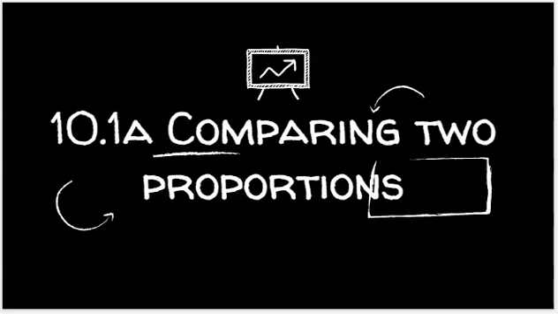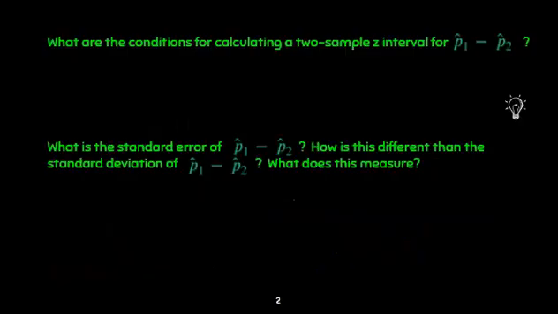All right, in Chapter 10, we're going to look at what happens when you have two samples, and we're going to start by comparing two proportions. So what are the conditions for calculating a two-sample interval for P1 minus P2, p hat 1 minus p hat 2, the difference of two proportions?